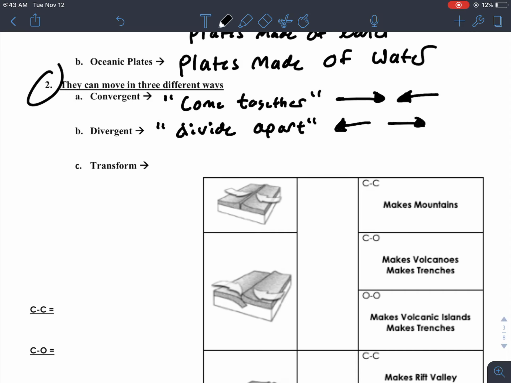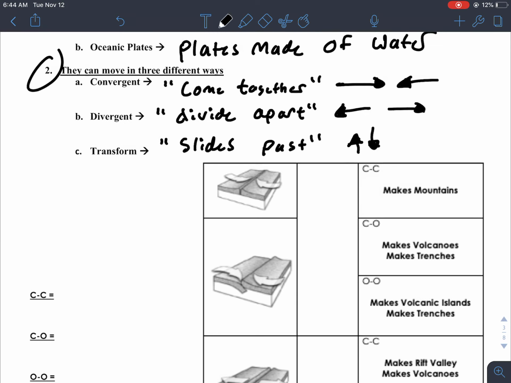All right. There's a 3rd type of plate boundary. This is called a transform boundary. What I want you to do right here, I don't have a good trick for you on this one, but we're going to write slides past. Slides past. And what this looks like is I want you to draw an arrow up and an arrow down. So they're not moving towards each other. They're not moving away from each other. They're next to each other and they're sliding past each other. They're not moving towards or away. They're moving past each other. That is a transform boundary.